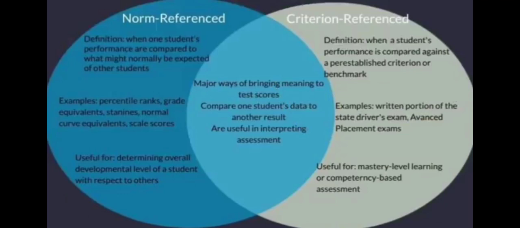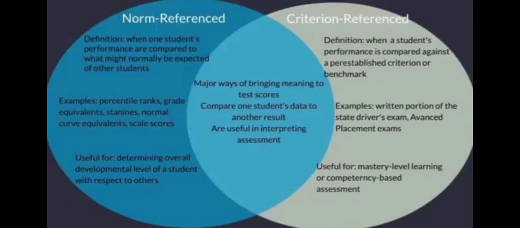So our definition for norm reference is when one student's performance is compared to what might normally be expected of other students. While criterion reference is when a student's performance is compared against a pre-established criterion or benchmark. Our examples for norm reference are percentile ranks, grade equivalence, stanines, normal curve equivalents, and scaled scores. And our examples for criterion reference are the written portion of the state driver's exam and advanced placement exams.